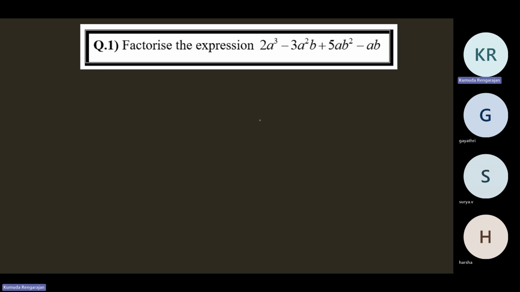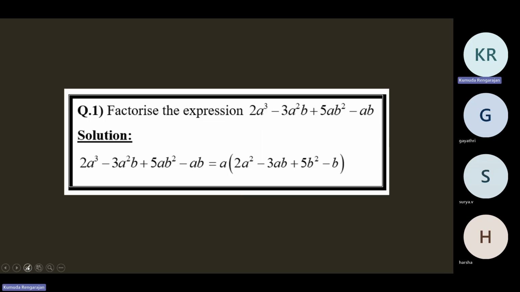Look at this one, factorize the expression. All right. So this expression has 4 terms and every term has a in common. You can see a square, a cubed. So the least power is common, a. So after taking out a common, we have this expression.